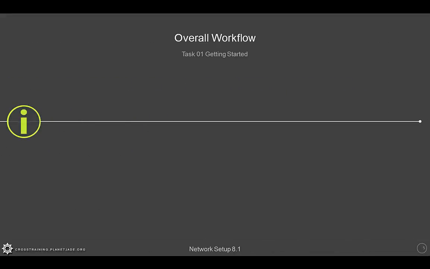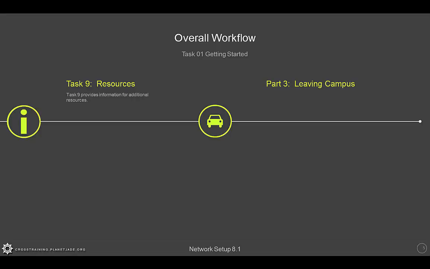The next task covers Task 9 and basically Task 10. Task 9 covers resources. So this task provides information for additional resources. And of course Task 9 is optional, so you don't have to do it if you don't want to, but it is kind of useful to know the types of resources that are available to you.